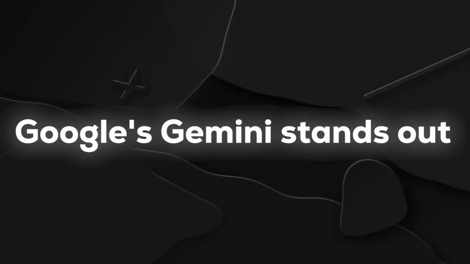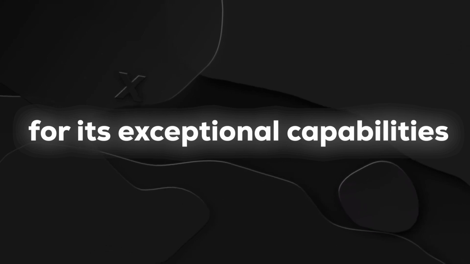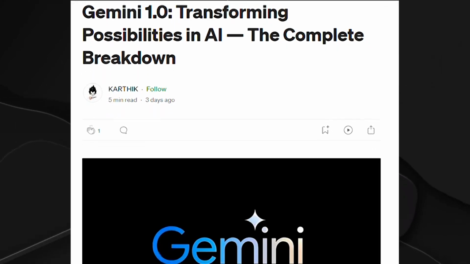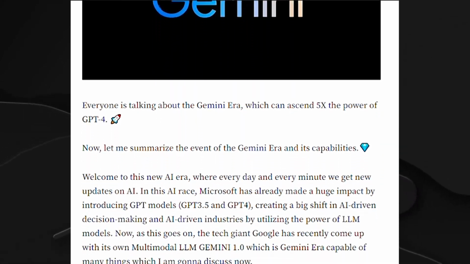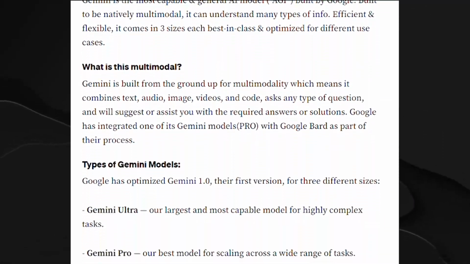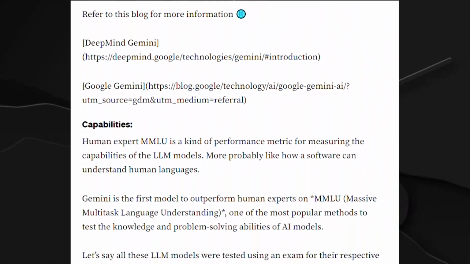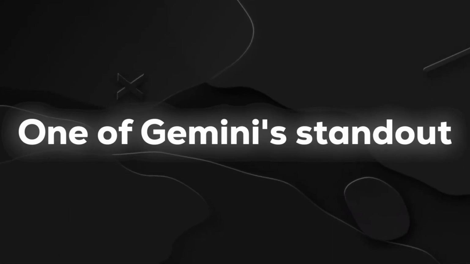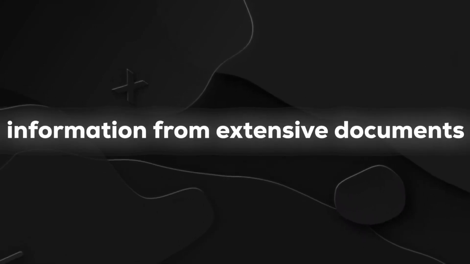Gemini's capabilities. Google's Gemini stands out not just for its size variations, but more importantly, for its exceptional capabilities that herald a new era in artificial intelligence. According to Google, Gemini boasts sophisticated, multimodal reasoning capabilities, empowering it to decipher intricate information presented in both written and visual forms. This proficiency allows Gemini to navigate through complex datasets, making it a potent tool for extracting valuable insights across diverse domains. One of Gemini's standout features is its ability to glean meaningful information from extensive documents.